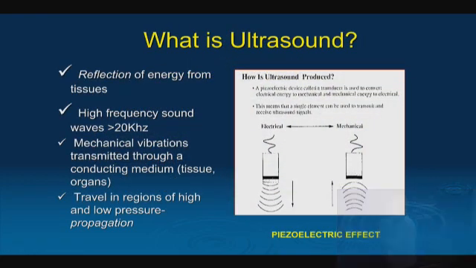So in order to understand the key components to being able to obtain a good quality image, the first thing we have to know is what is ultrasound. Simply, ultrasound is a reflection of energy off of tissues. We utilize high-frequency sound waves that are above the audible range, which is greater than 20 kilohertz or 20,000 hertz. Those sound waves are transmitted into the body, and they move through the body in regions of high and low pressure, which we'll discuss a little bit later.